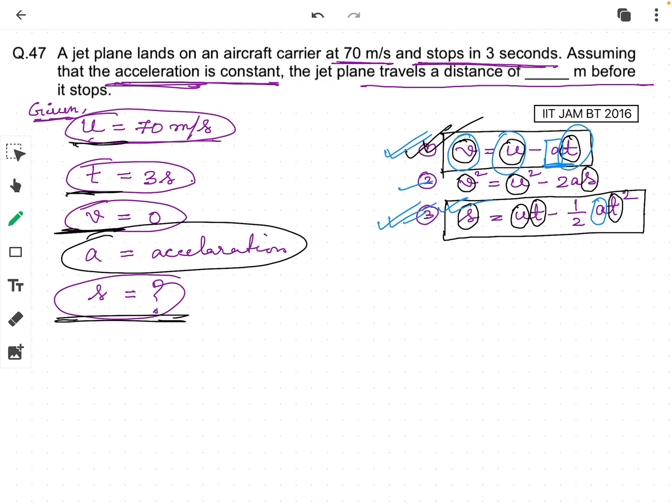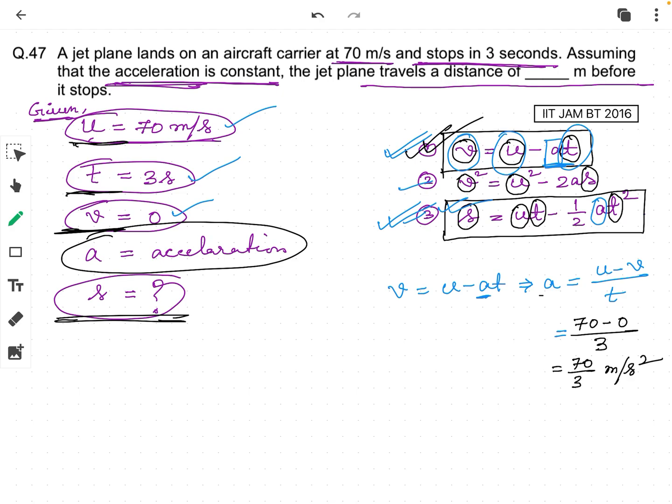So let's see how to calculate it. We have v equal u minus at. Since we need to calculate this unknown a, we can write a equal u minus v divided by t. Now what is the value of u? u is 70 meter per second, v is 0 and t is 3 seconds. So if we put the values, a equals 70 minus 0 by 3, that is equal to 70 by 3 meter per second square. This is our acceleration a.